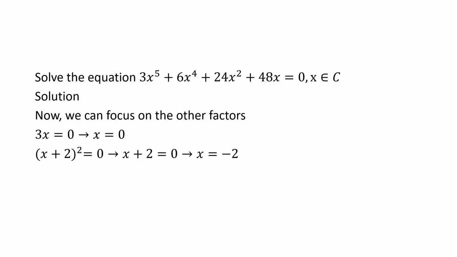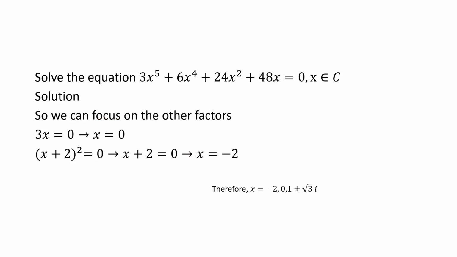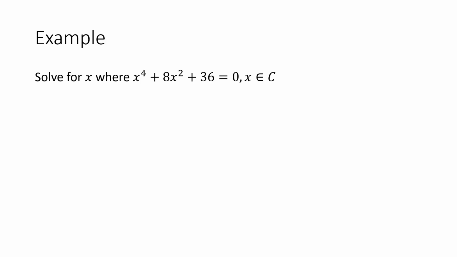The other two factors, one was 3x. If we let 3x equal 0, then x is 0. We also had an x plus 2 quantity squared. If that equals 0, x is -2. So overall, our solutions are x equaling -2 or 0 or 1 plus or minus square root of 3 times i.